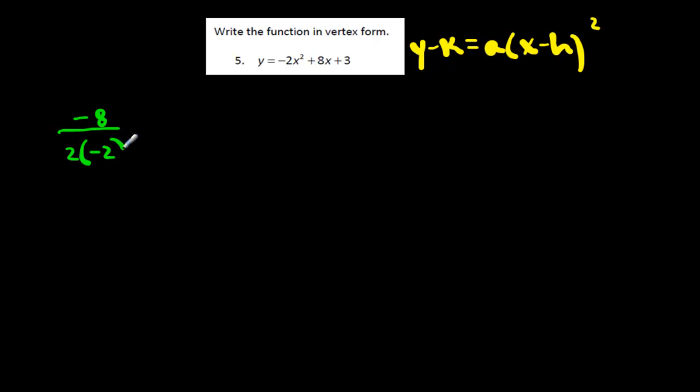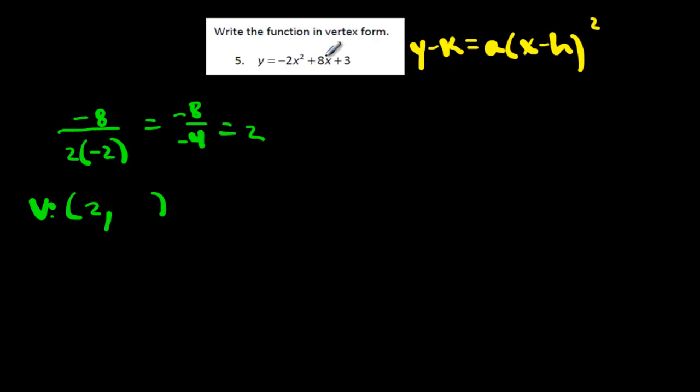Number 5, write the function in vertex form. Alright, so in order to get vertex form, you could have y minus k equals a(x minus h) squared. We need 3 things. We need a, we need h, and we need k. So in other words, we got to find out what the vertex is here. So the opposite of b over 2a, negative 8 over negative 4 is 2. So my vertex is going to be 2 comma something.